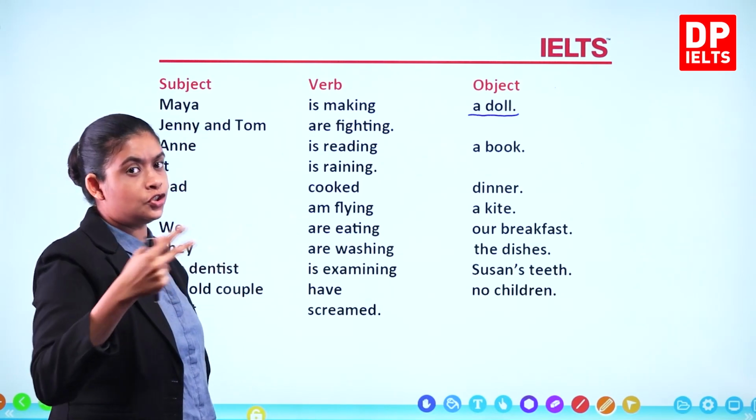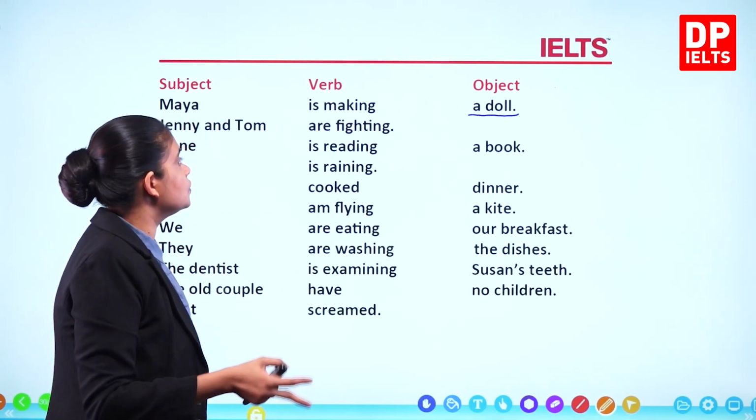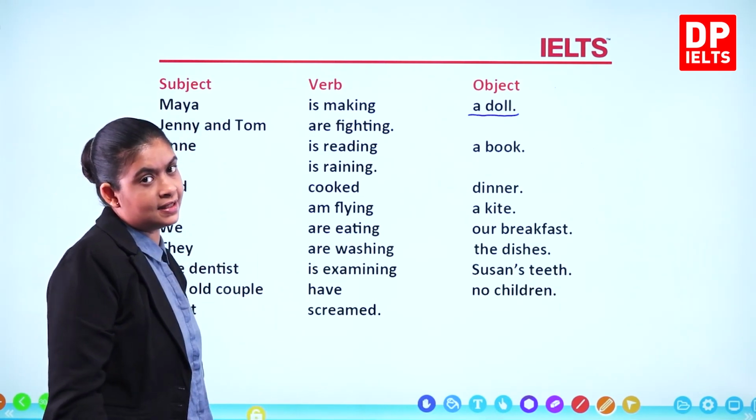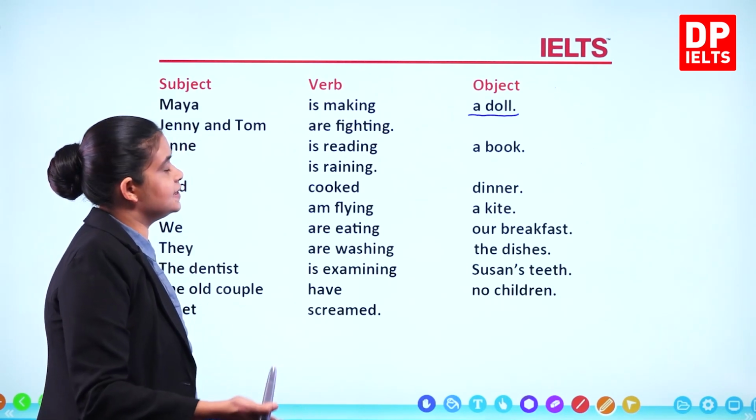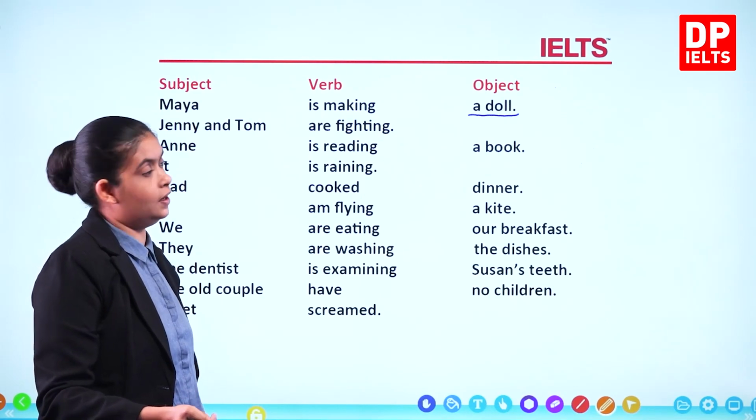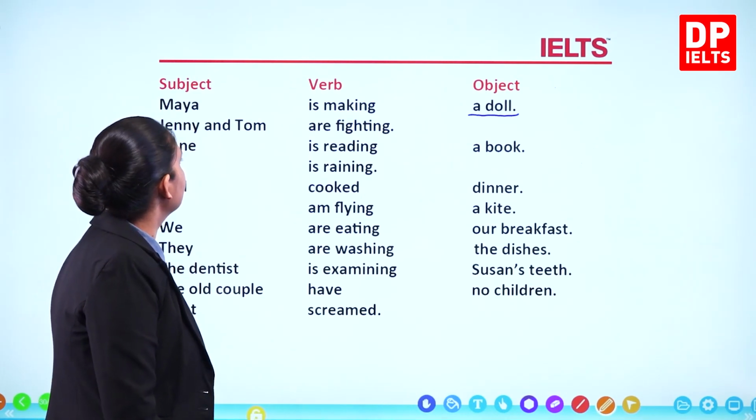What is she actually doing? It's making. So therefore making is the verb. Make is the main verb. Is the auxiliary verb or the be verb, right?